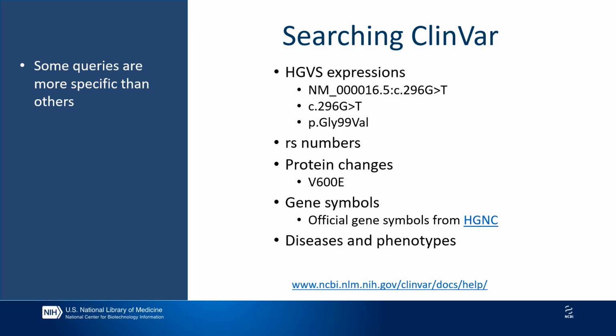And then finally, you can also search ClinVar using a disease or a phenotype term. Again, this is a less specific type of search term, but if what you're looking for is to cast a broad net and look for all variants that have been reported to ClinVar for a certain disease or phenotype, that can be a good way to do it.